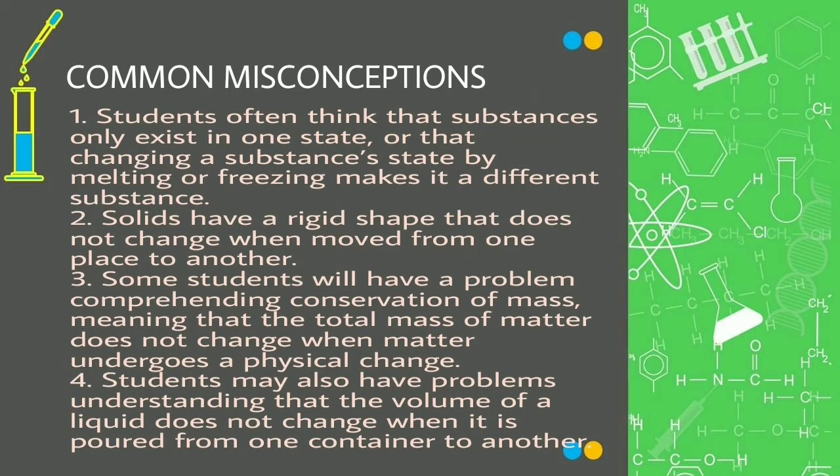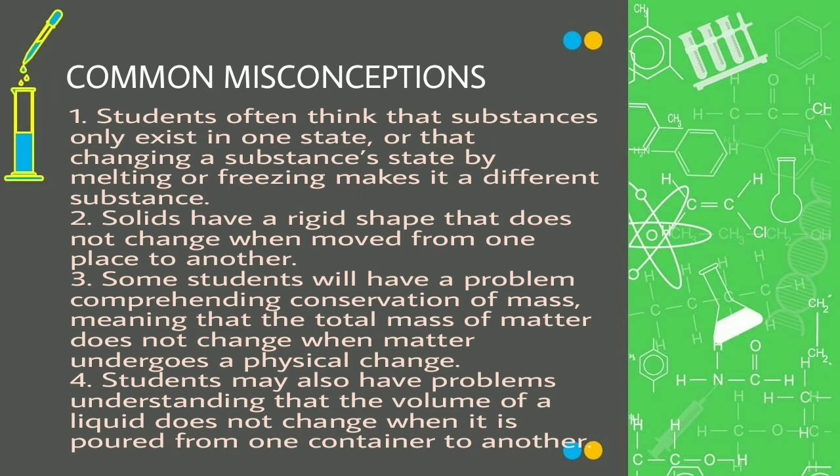These are the common misconceptions of a grade 3 student about the state of matter. First, students often think that substances only exist in one state, or that changing a substance's state by melting or freezing makes it a different substance. This is why it is important to show students some examples of changing states, such as ice melting into water and then freezing it again to form ice. Water and ice are made of the same substance, but of course, they are in different states of matter.